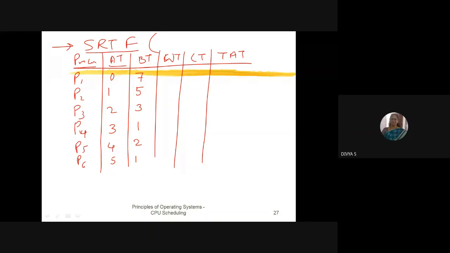As we learned, we can calculate individual processes' waiting times, completion time, and turnaround time only by the Gantt chart. So here at the bottom, I'm going to construct the Gantt chart. Right now, I will also maintain a queue over here.